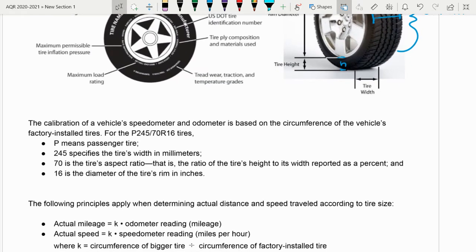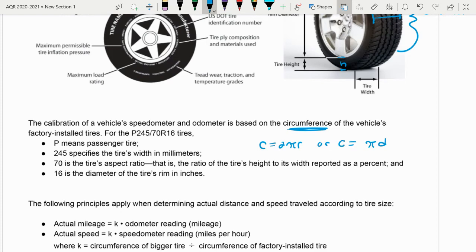Okay, so the calibration of the speedometer and the odometer is based on the circumference of the vehicle's factory installed tires. So again, we're looking for circumference here. All right, and there's two equations that you can use. You've got C = 2πr, where r is the radius, or you can use circumference equals πd, where d is the diameter, and the radius is half a diameter. So you put 2r equals d basically.